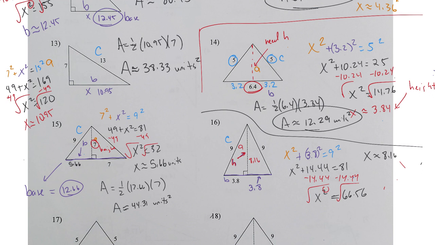So my height is 8.16. So now to find my area, I say area is equal to 1/2 the base. 3.8 and 3.8 together is 7.6. That's my whole base. My height is 8.16. So I just do 1/2 times 7.6 times 8.16. And remember, it's about, so my area is about 31.01. Remember, it's square units. Don't forget your label. All right, that's it for 16.